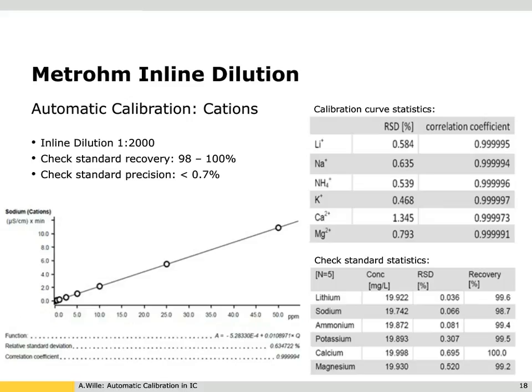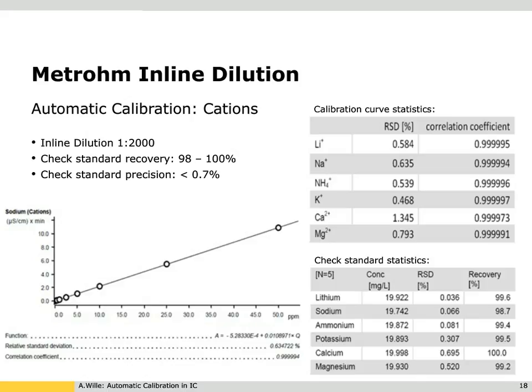You see the statistics of all the different cations which have been calibrated here in parallel in the upper table, with the correlation coefficients higher than 4 nines for most of the cases, and also the relative standard deviations are excellent. You can verify such a calibration curve by check standards. That is done here, and the recoveries of this check standard are in a range between 98 and 100%. So really good, and also the precision of this check standard is less than 0.7% in this case.